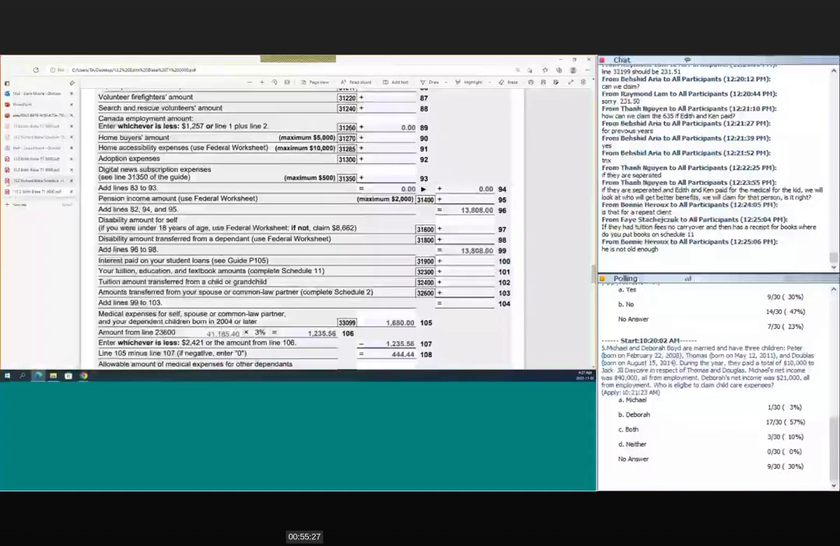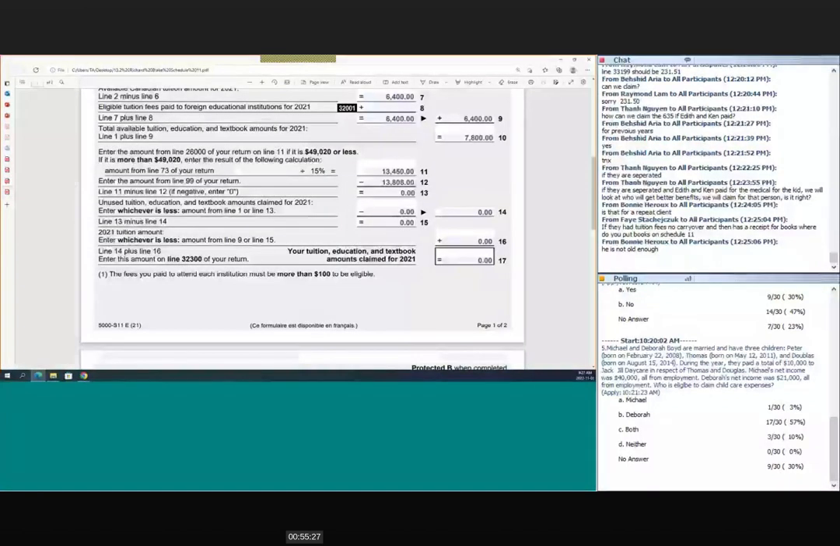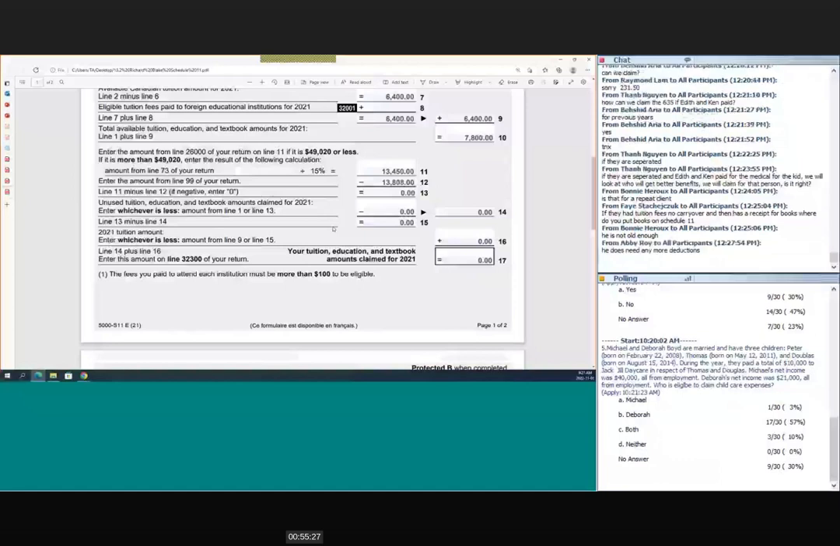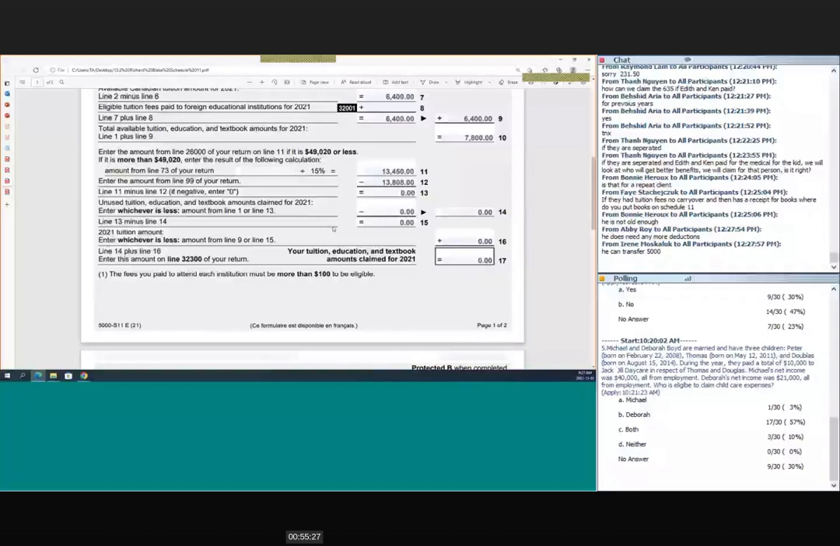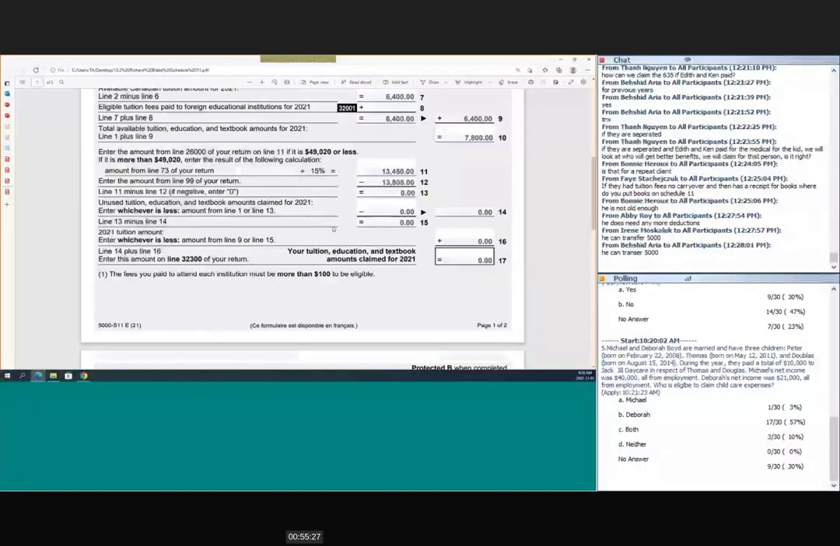So let's go back to his Schedule 11 now. With Schedule 11, the amount from line 99 is 13,808. So 13,450 minus 13,808 is zero. What does that tell us? Let me know in the chat. What does this tell us? That's right. He doesn't need to use any of his tuition. He doesn't have to use any of it, because if he did, then it would be on here.